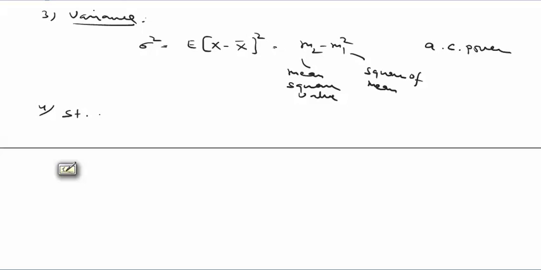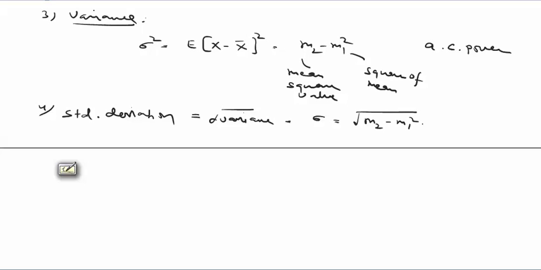Standard deviation is the root of variance, sigma, root of m2 minus m1 square. It is the RMS value of the AC component. We jot down all the formulas and now we discuss some great questions.